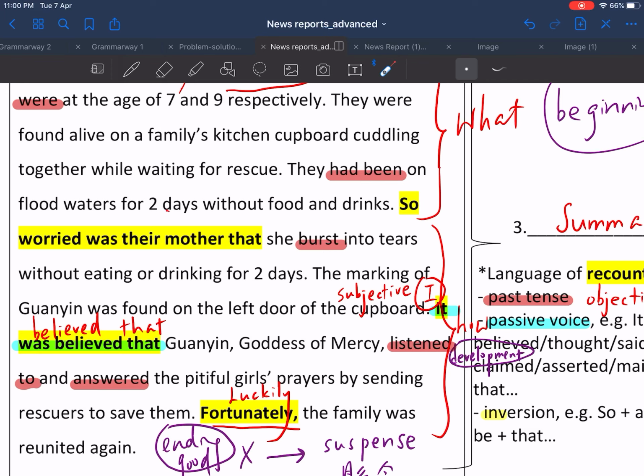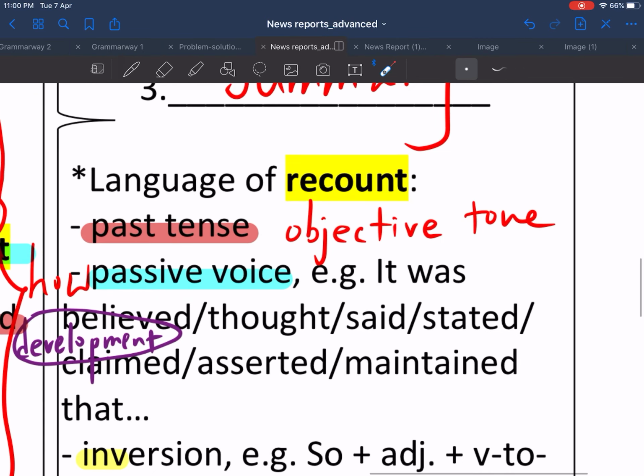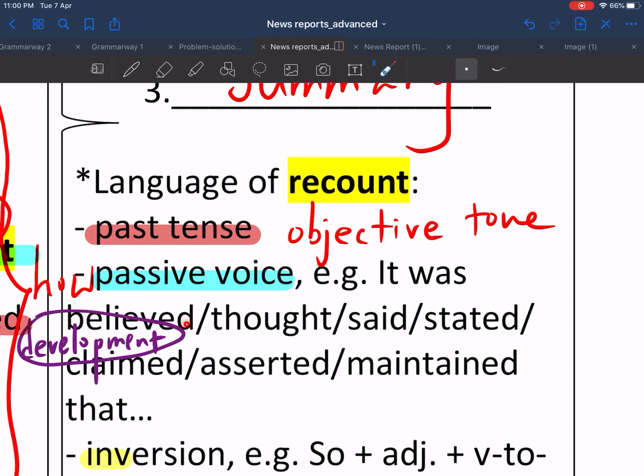And there are many alternatives to believed. Let's have a look at the alternatives, at the other choices. It was believed. You may use thought, said, stated, claimed, asserted, maintained, that. And remember, after that, you need to use SVO pattern. So, you can use this pattern to make your writing sound more objective.